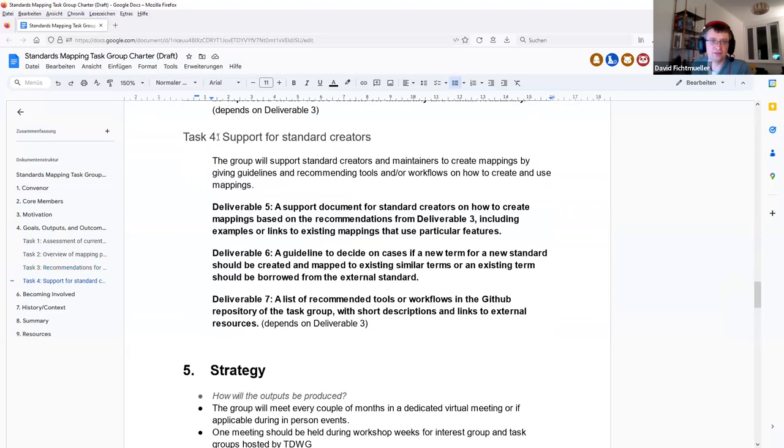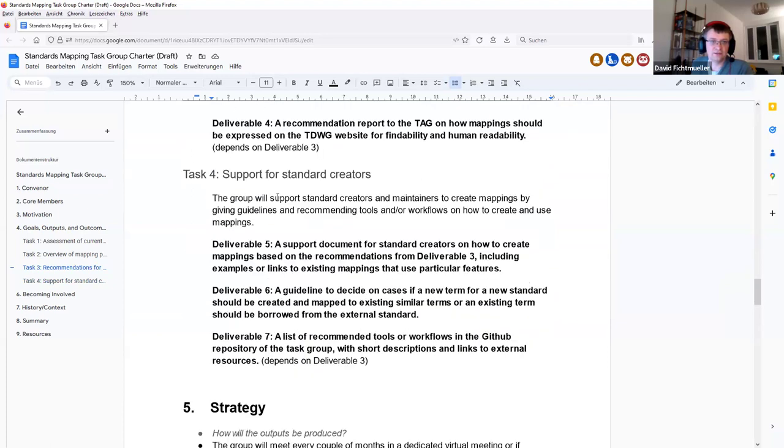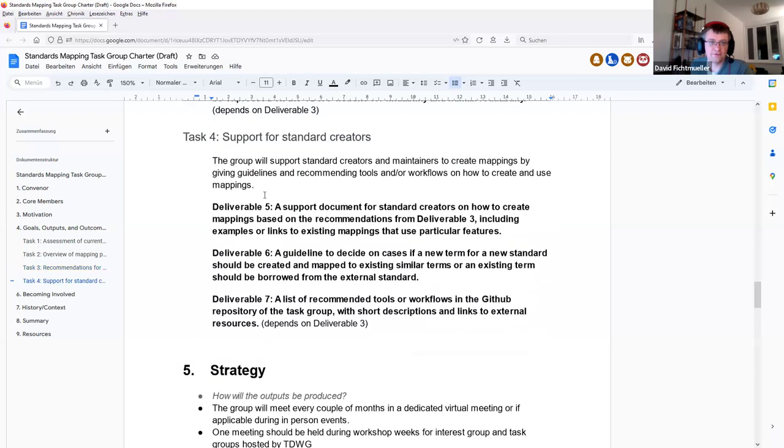And then for the support for standard creators, the group will support standard creators and maintainers to create mappings by giving guidelines and recommending tools and/or workflows on how to create and use mappings. And there we have three deliverables, a support document for standard creators on how to create mappings based on the recommendations from deliverable three, including examples or links to existing mappings that use particular features.